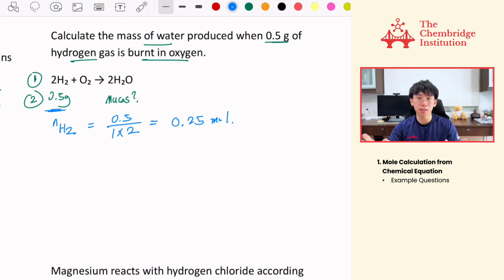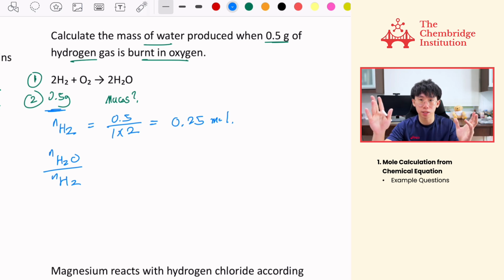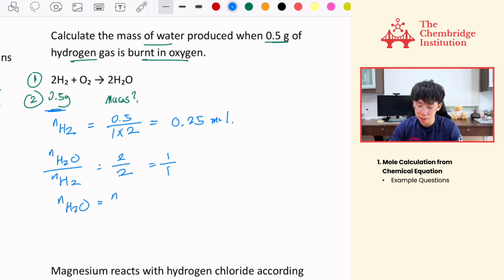And from here, since we have an equation, we actually have a mole ratio. So we can find the number of moles of water next by a mole ratio. We always put the thing that we are trying to find as the numerator for the ratio, and the thing that we know already, which is hydrogen gas in this instance, at the bottom. We know this ratio is actually 2:2, which is 1:1. So the number of moles of water is equal to the number of moles of hydrogen gas, which is 0.25 mole.